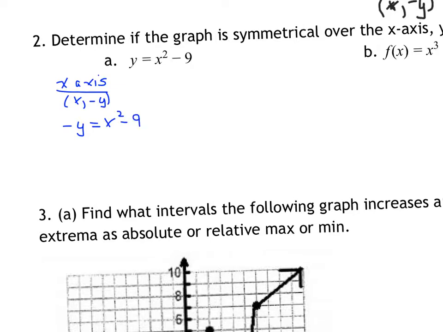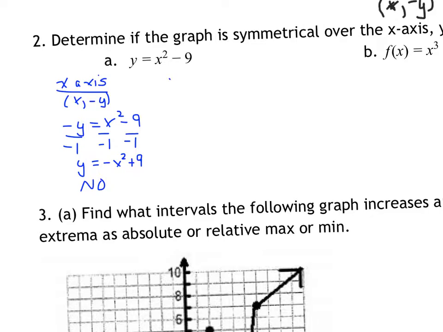Well, this is not the same as the original. Now, I certainly can divide everything by -1 to try to make it look like the original, but this is just going to give me y equals negative x squared plus 9. So that is not symmetric to the x-axis. And that's not really surprising because no functions are.